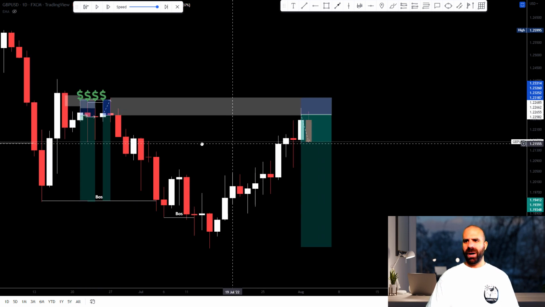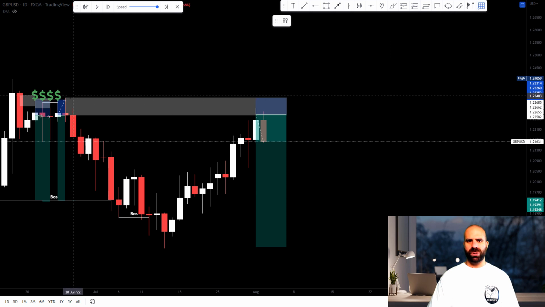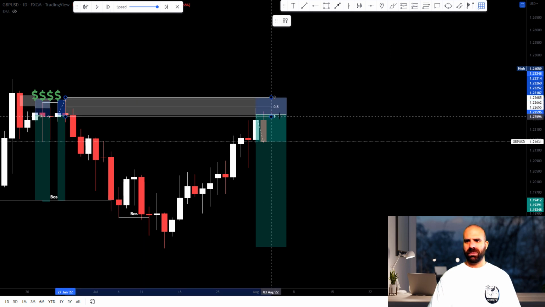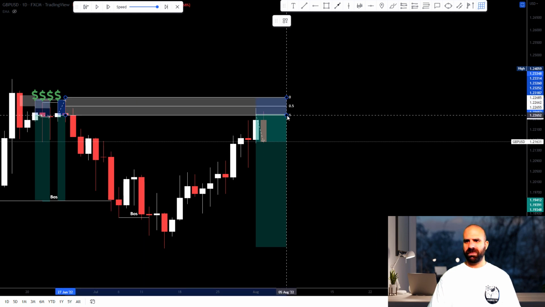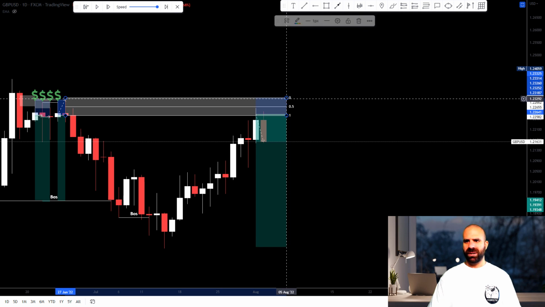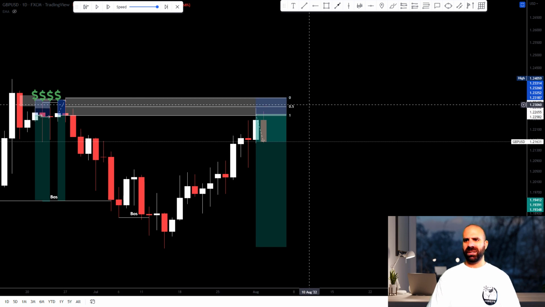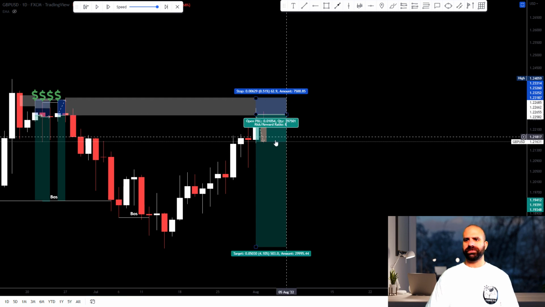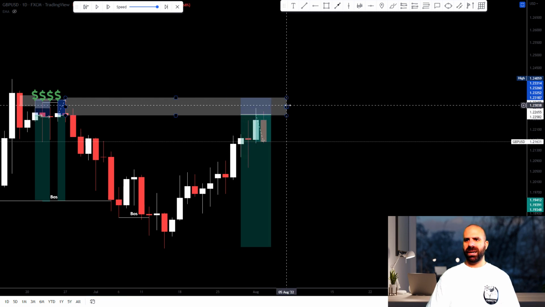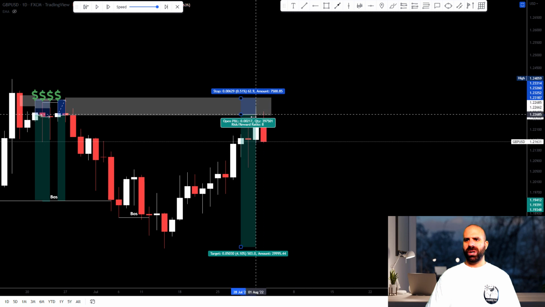Another way to go about it is to take your gun box and go ahead and place a trade at the 50% level, which in this case wouldn't activate us into the trade. Okay, and now we will see another way that you can also enter.